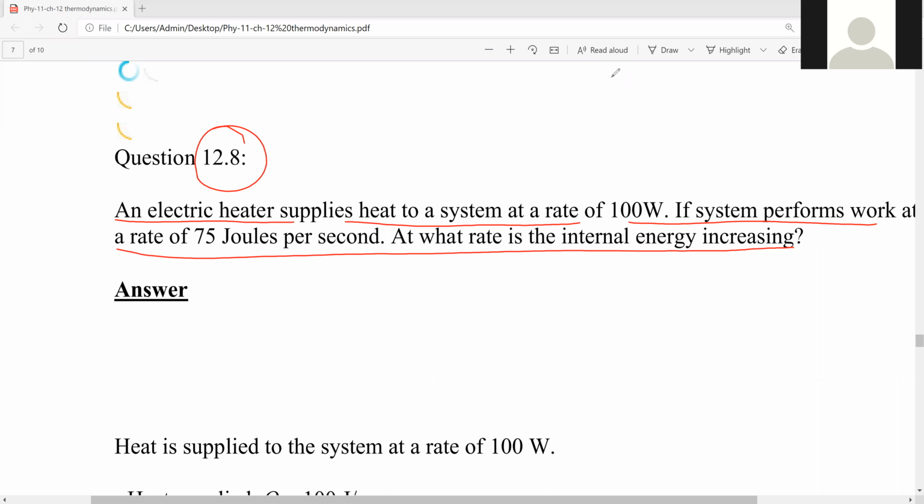12.8 it is. What they asked: an electric heater supplies heat to a system at a rate of 100 watt. If the system performs work at a rate of 75 joules per second, at what rate is the internal energy increasing?